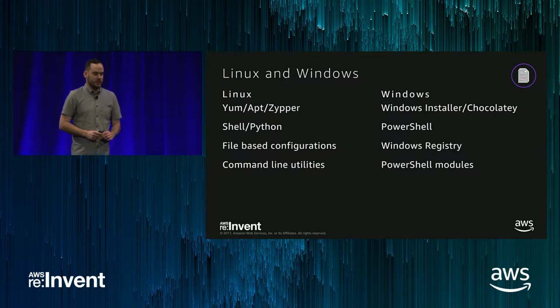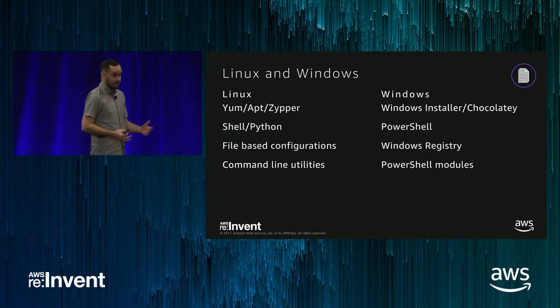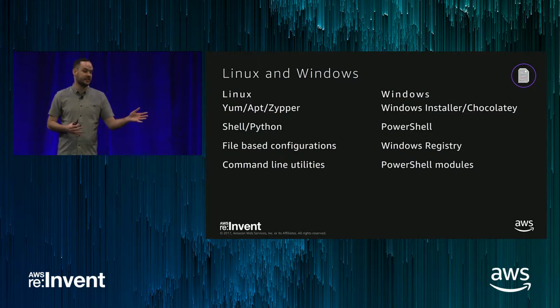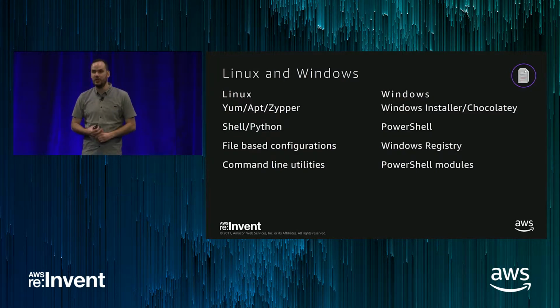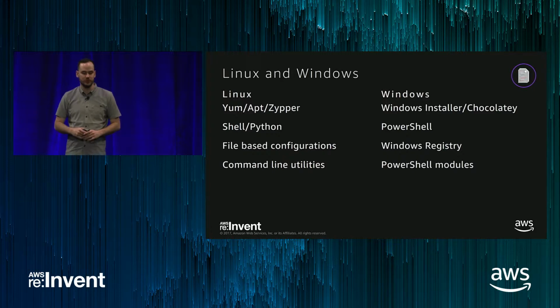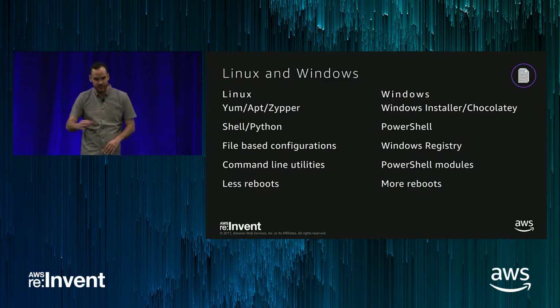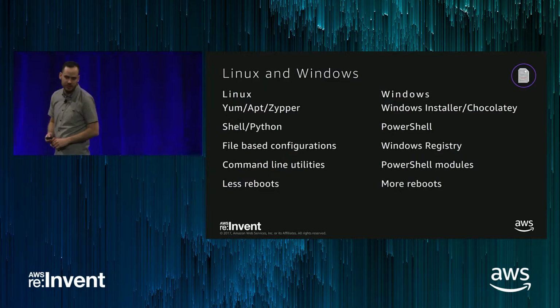In terms of a little bit more configuration, we use a lot of command line utilities in Linux. While on Windows, we use a lot of cmdlets that come from PowerShell modules. And of course, in Linux, we see a lot fewer reboots. On Windows, whenever there's a system-wide change, you have to make sure you account for that reboot.